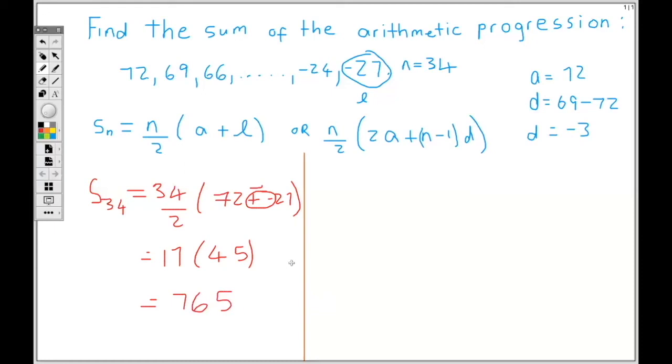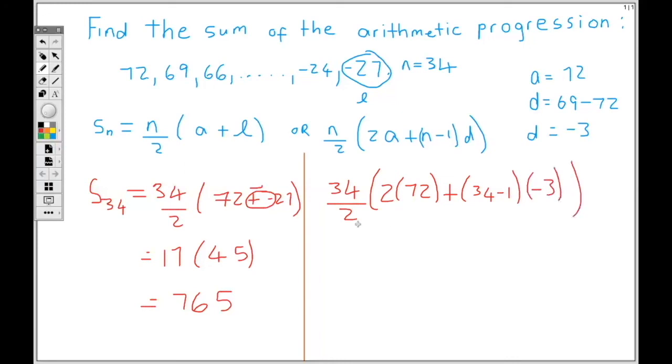Now I'm also going to use the second formula to show you that whichever one you use, you will get the same answer. So we have n, which is 34, over 2. Then we have 2 times a, which is 72, plus n, which is 34, minus 1, times the common difference, which is -3.